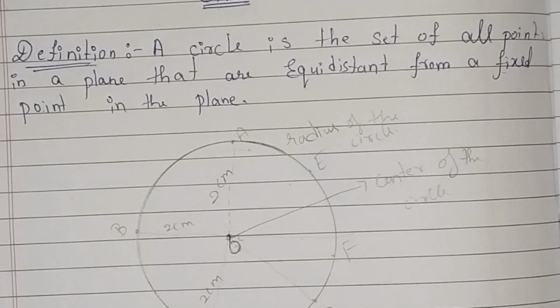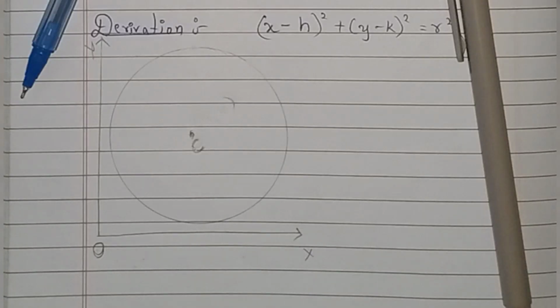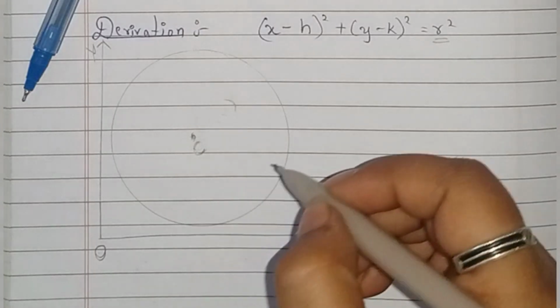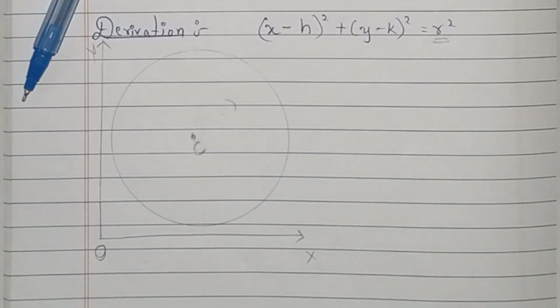Let's derive the equation for that now. The general equation of a circle is (x minus h) the whole squared plus (y minus k) the whole squared is equal to r squared. First we have to take an xy axis, and the circle lies in the xy plane, whose center is not at the origin.